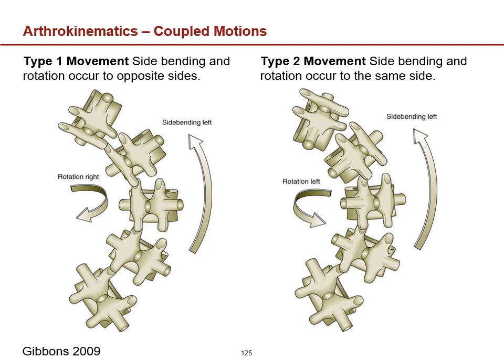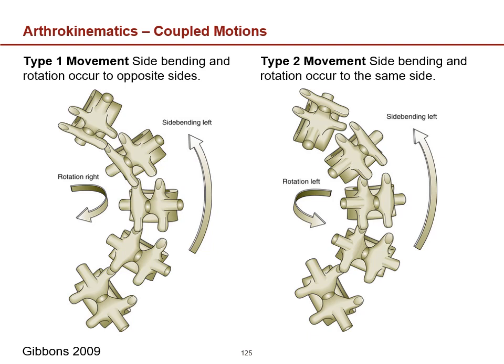Okay, it's important as we go through this to have some nomenclature and some context for coupling motions. According to osteopathic convention, there's 2 types of movements here, right? Type 1 movement is side bending and rotation occurring to the opposite sides, right? So that's opposite of what we just said in the cervical spine.